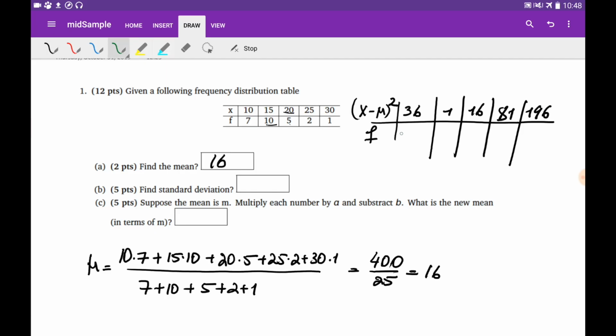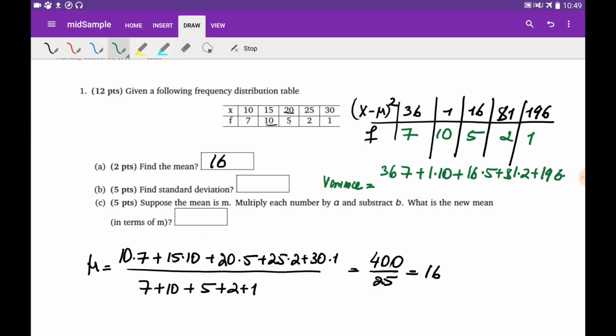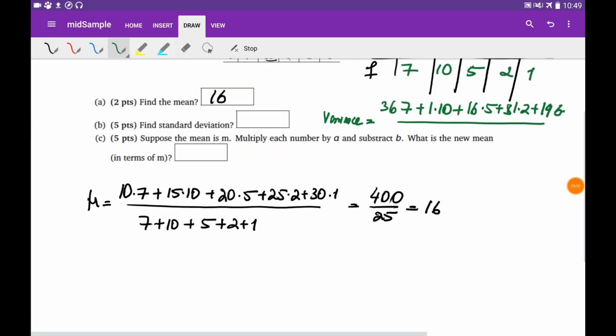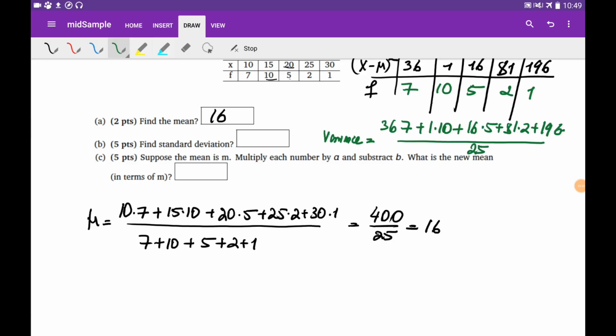And I need to copy the same frequencies. It's going to be 7, 10, 5, 2, and 1. And in order to find a variance, I need to sum all of these numbers multiplied by their frequency. So basically 36 multiplied by the 7, plus 1 multiplied by the 10, plus 16 multiplied by the 5, plus 81 multiplied by the 2, plus 196 multiplied by the 1. And we have to divide this by the number of the numbers again, which is 25. So if you calculate this, we can get for the variance the value 28, and the standard deviation is going to be the square root of variance, which is the square root of 28, which is 5.27.